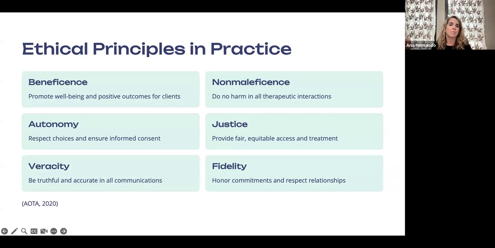Beneficence is promoting well-being and positive outcomes for the client. Am I looking at what is going to be a positive outcome for them? Autonomy is respecting their choices and ensuring informed consent. There is a difference between informed consent and informed coercion.